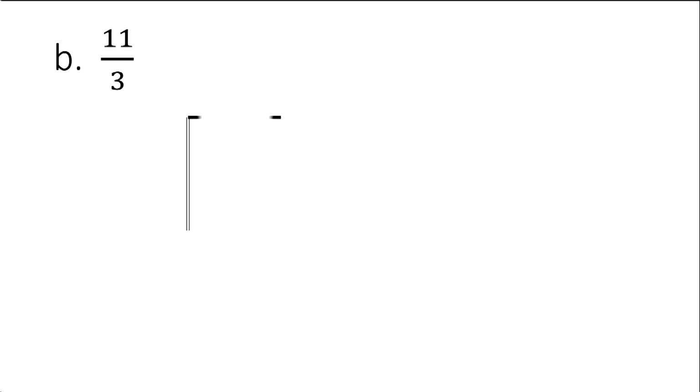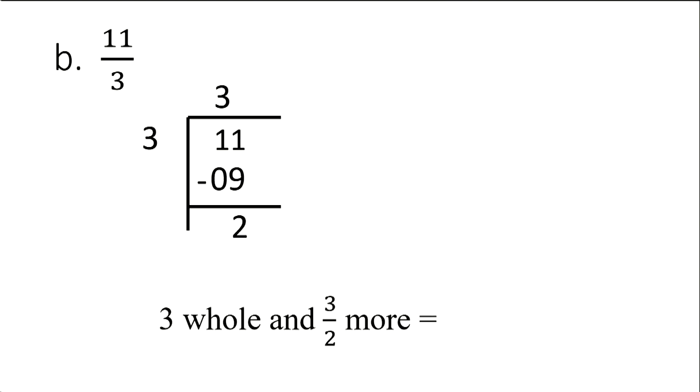Now come to the 11 by 3. What we have to do here? Yes, my dear student, we have to divide 11 by 3. So we can divide like this, 3 3s are 9. What is the remainder we will get here? Yes, my dear student, 2 is the remainder. So how can we write this? 3 whole and 2 by 3 more. So therefore the mixed fraction for 11 by 3 is 3 2/3. Just now we have learnt how to convert improper fraction into a mixed fraction.